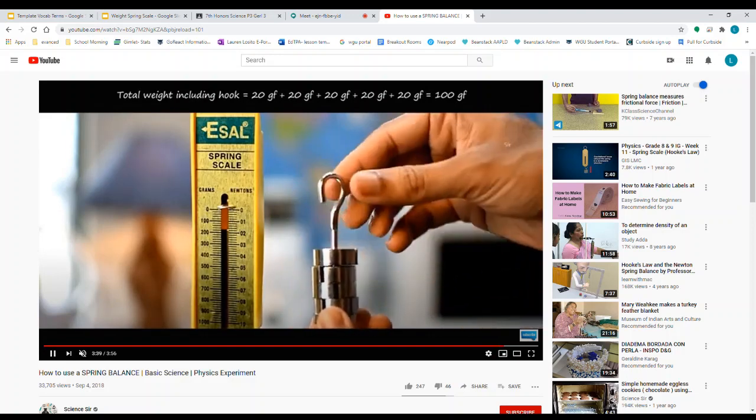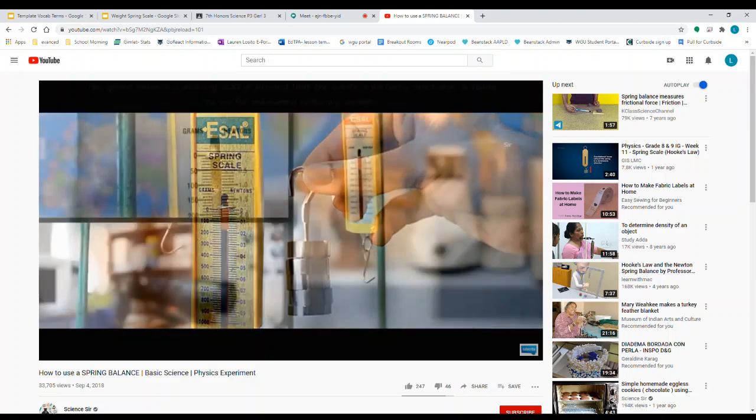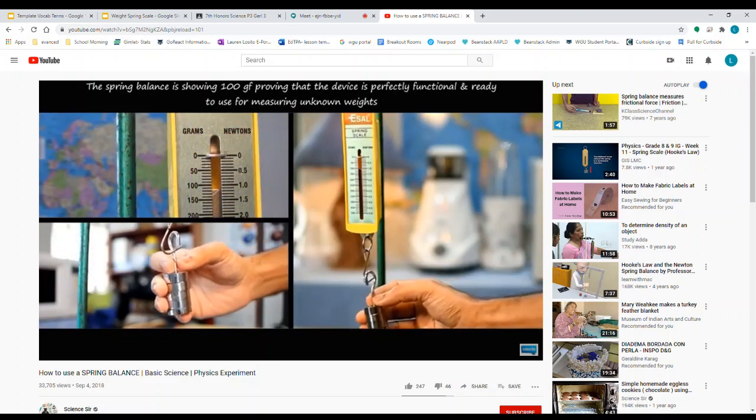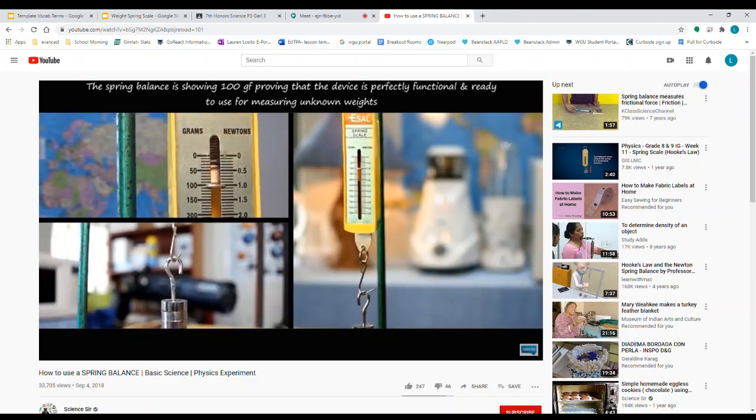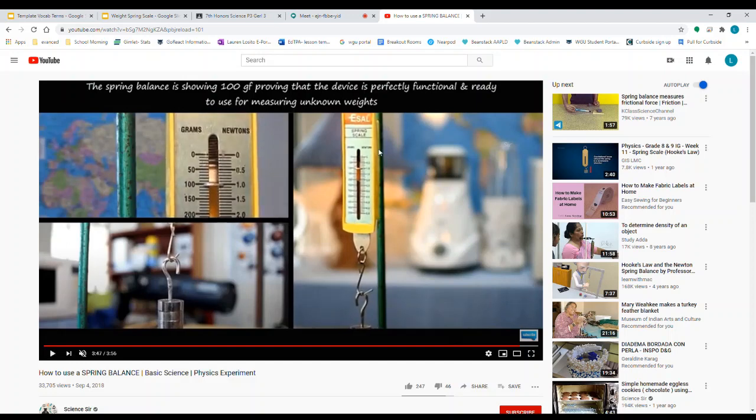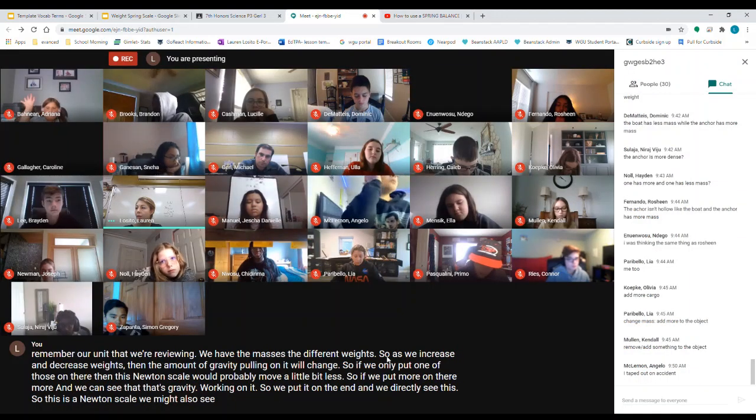And we can see that that's gravity working on it. So we put it on the end, and we directly see this. So this is a Newton scale. We might also see this in the grocery store when we measure our groceries. So it pulls down with that force of gravity. So you can remember that pull is a force, and that force is gravity pulling down and measuring a weight. Good job.